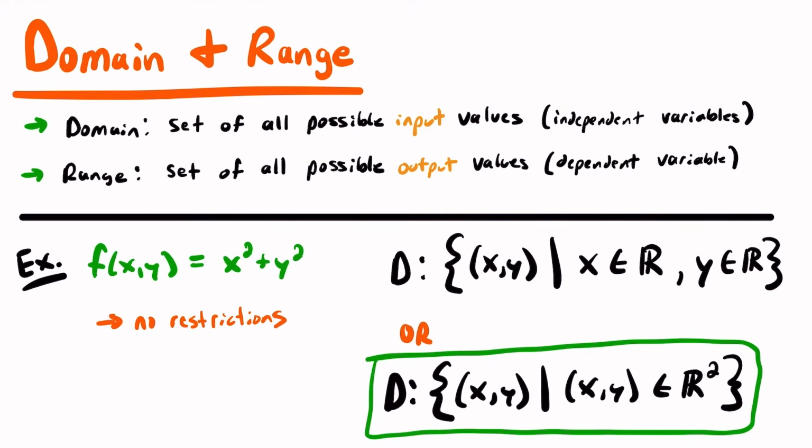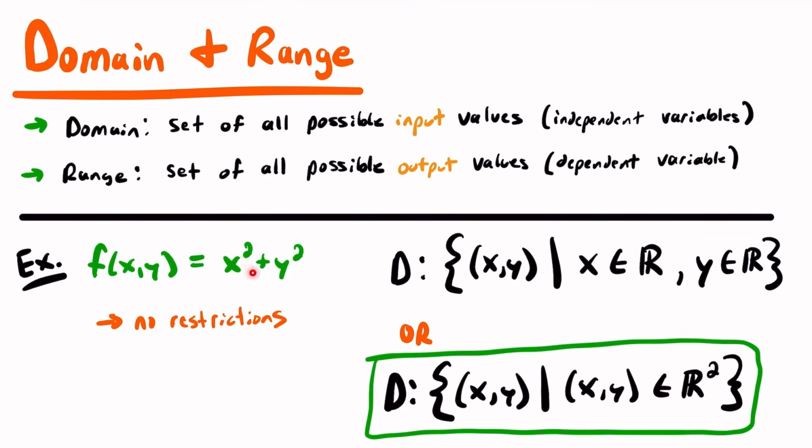What is the set of all possible output values, or the possible values for the dependent variable of this function, which in this case we would say is z? Since it's a function of two independent variables, you could rewrite this as z is equal to x squared plus y squared. What would be the possible values of z here? Well, remember, we can plug in anything we'd like for x and y. There are no restrictions. The domain is all real numbers for both x and y.